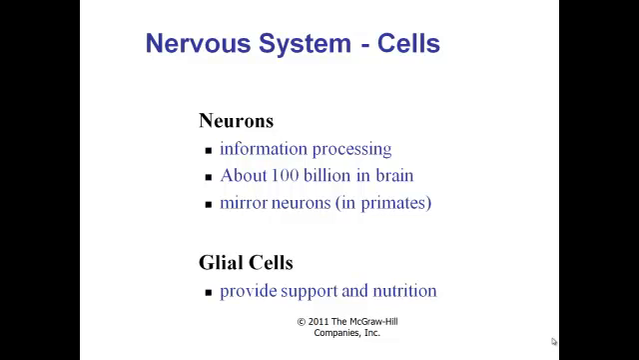The glial cells in the nervous system are not neurons, but they are a support system for the neurons. They help nourish the neurons and provide support for them. For example, the myelin insulates the axon. We'll talk about that in a minute. So these are examples of some glial cells.